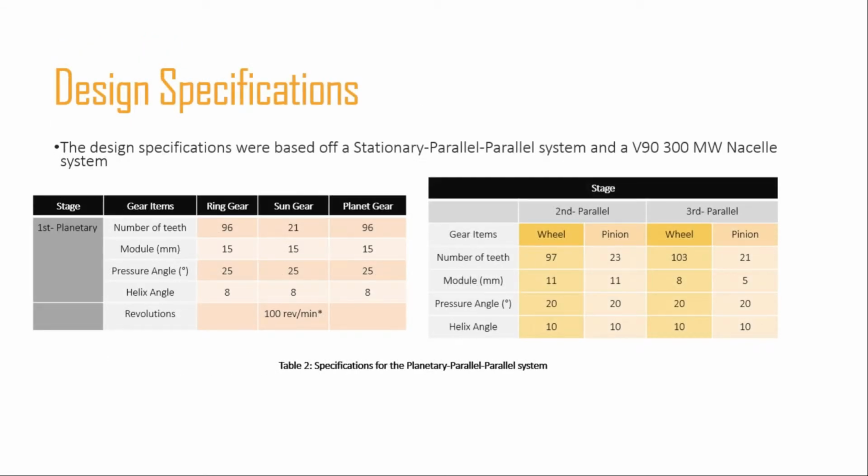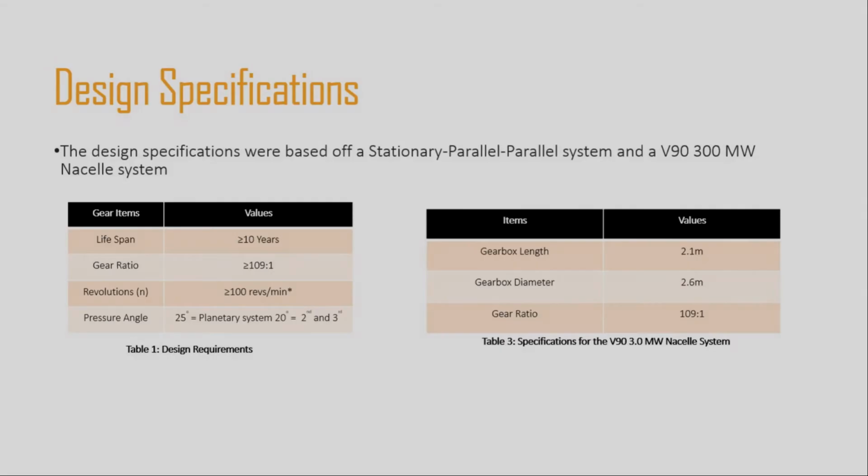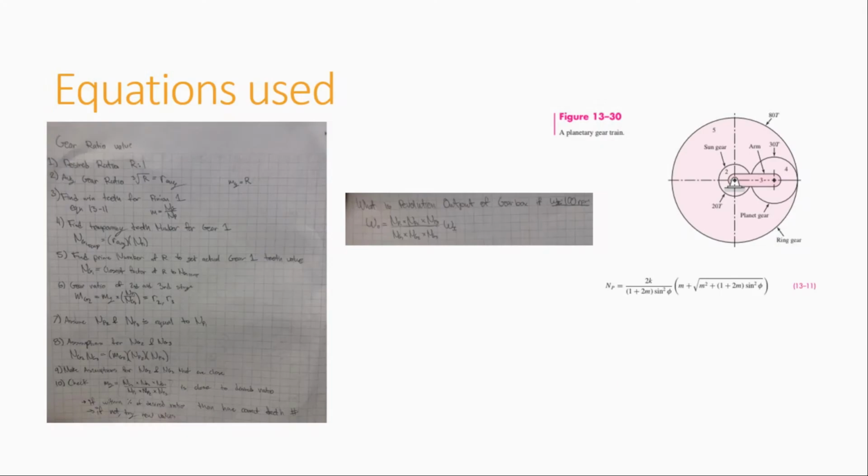Design specifications. What we used are from Shigley's Mechanical Engineering Design Book, 10th edition. We followed their steps 1 through 10 to check for our desired gear ratio, how many teeth each successive gear would need, and we also had to test to make sure that there wasn't any interference.